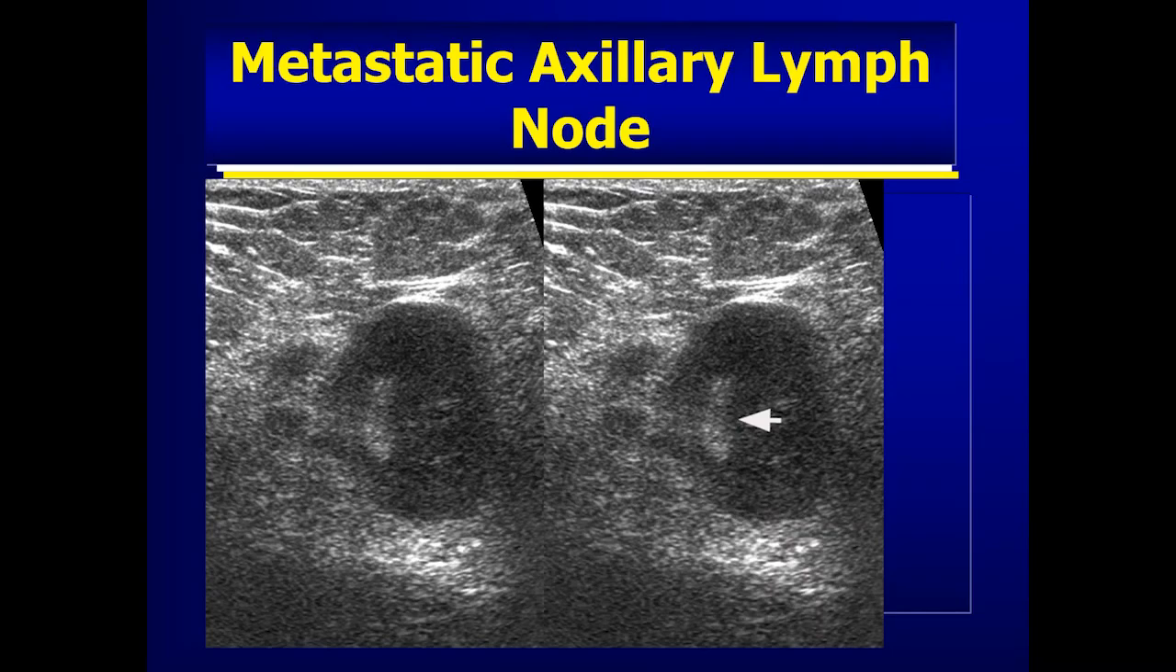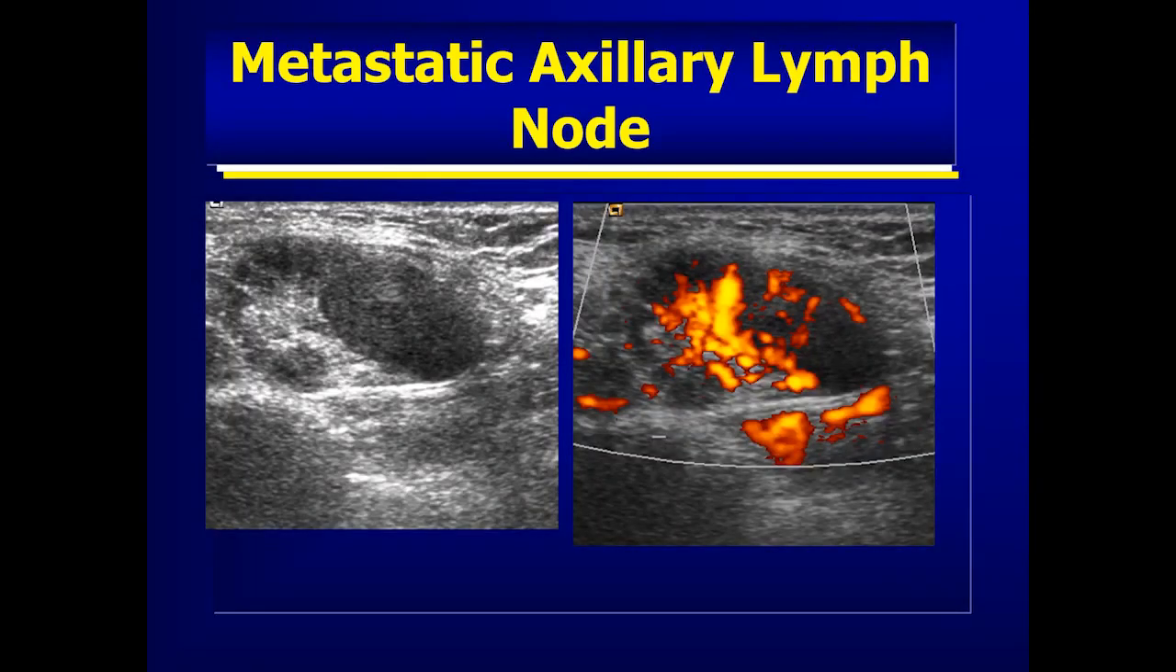So here's just an example of a metastatic axillary lymph node. As you can see, the hilum is displaced, the hilum is flattened, and right in the area of the arrow, there's marked cortical hypertrophy there. And here you can just see that there's quite a lot of cortical flow. This is adjacent to the hilum where there's disorganized cortical flow here, as we see on power Doppler.